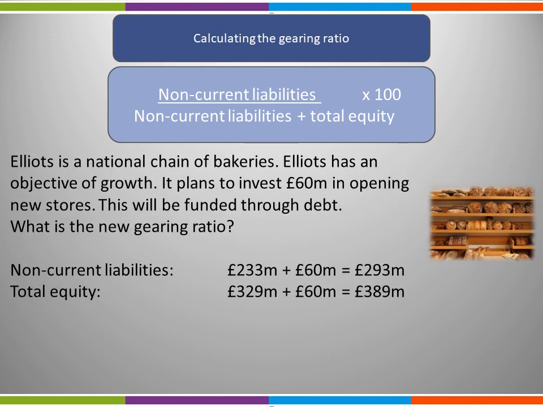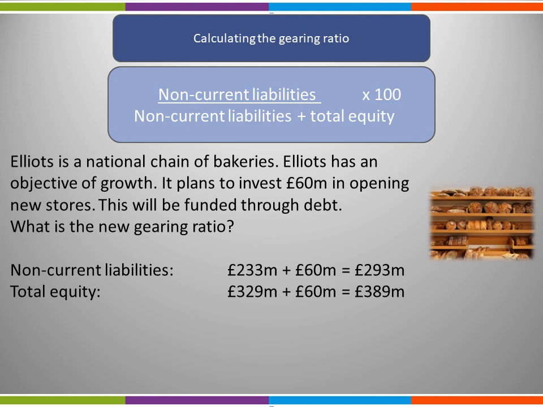Let's have a look. You should now have the non-current liabilities of £293 million and the total equity of £389 million. A common mistake made by candidates in examinations is that they forget to add the 60 million to both the non-current liabilities and the total equity. If this was done in the real world, the balance sheet would no longer balance, so it's important to remember to add the additional capital to both the non-current liabilities and the total equity.